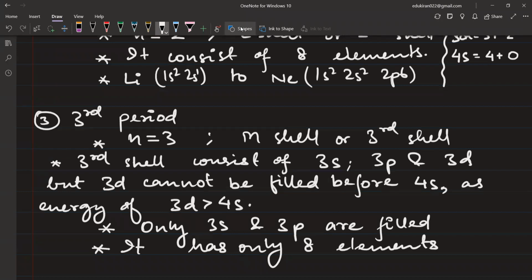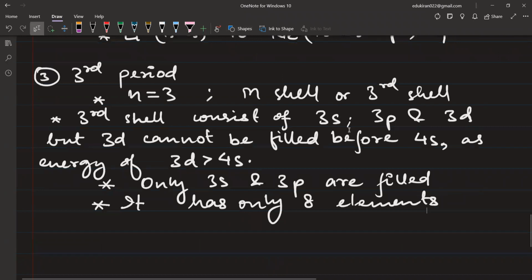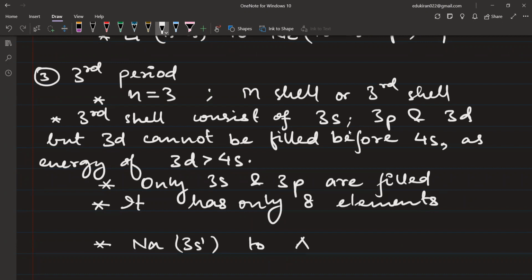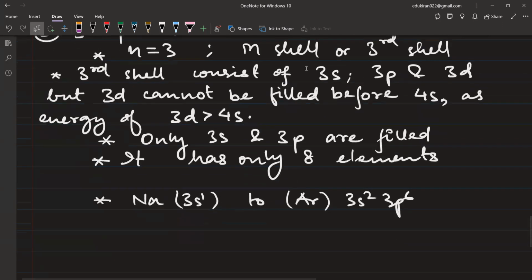s can have a maximum of 2 and p can have a maximum of 6 electrons. As we increase the atomic number, the electrons also increase, and 6 plus 2 gives you 8 elements only. These 8 elements start from sodium, 3s1, and end at argon, which is 3s2 3p6. The earlier parts are there already, that means you have 1s2, 2s2, 2p6, and so on. But the last electronic configuration here is 3s1, and for argon it is 3s2 and 3p6. That is about the third period.